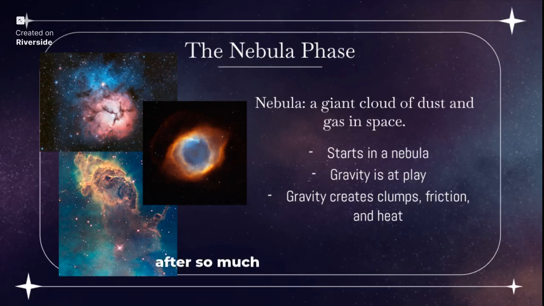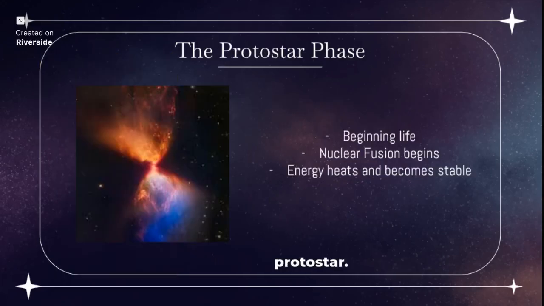As they condensed and grew, the gravitational force would increase. After so much condensing and squeezing together, it would collapse and create friction, which generated heat. This heat helps develop what's called a protostar. This is essentially a baby star.